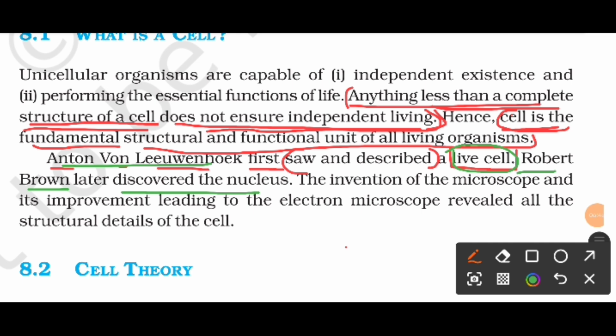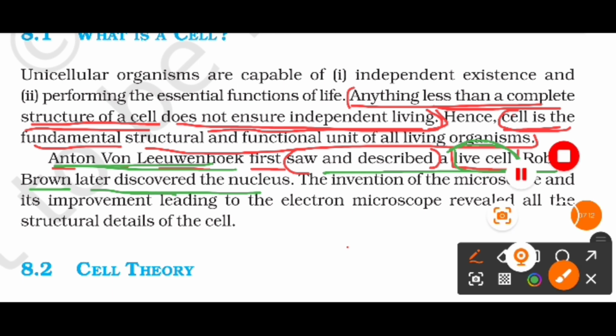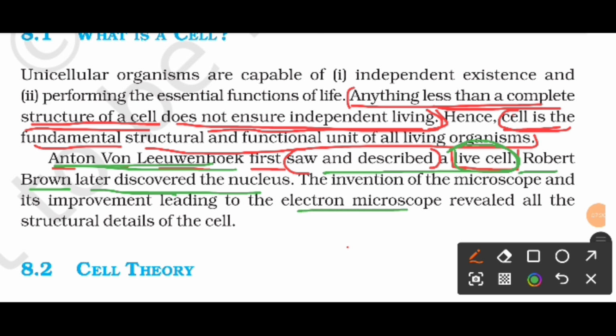For further information, I'll mention the years in which these were discovered so you can get a clear-cut idea. Robert Hooke discovered the dead cell in plant cork in 1665. Anton von Leeuwenhoek discovered the live cell in 1674. And Robert Brown later discovered the nucleus in the year 1831, okay? Later, as advancement happened in the field of education, electron microscopes were developed which revealed all the components of the cell, and we are studying the structure of the cell so clearly today. Okay?